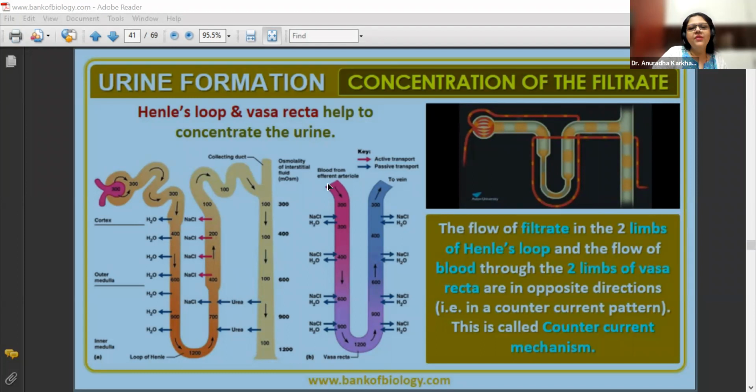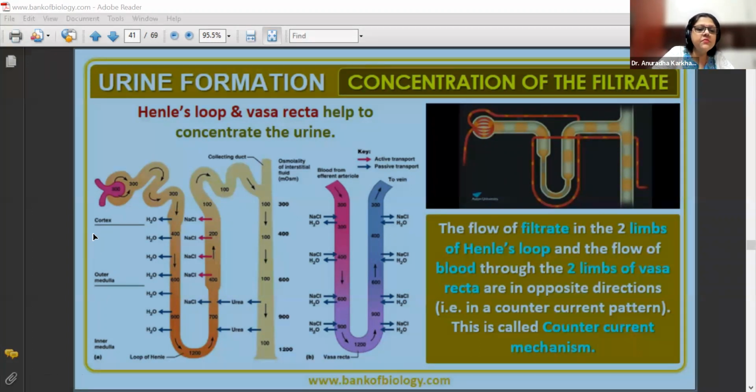Okay, look at this. Now you have to imagine it like this. I hope you all can see my hand. Okay, so it's like this way. But they have shown it like this. They have shown this as your PCT, DCT, and loop of Henle, and they have shown this as vasa recta. So just imagine flipping this over and placing the vasa recta on top of it, then you will understand it. But see, why have they made it this way?